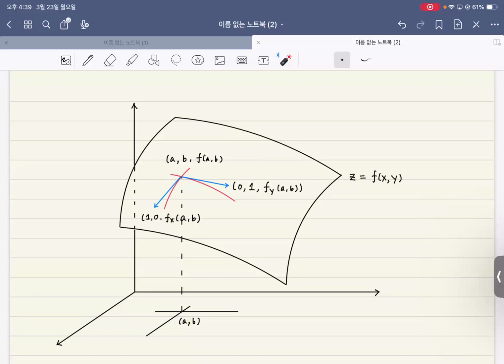Now, this is the surface, and suppose that I had a cross section of the surface passing through this point (a, b) and f(a, b), a cross section taken by another plane that is parallel to the XZ plane. Then this red line should be the cross section obtained in this way, right? And what do you think is the slope at this point?